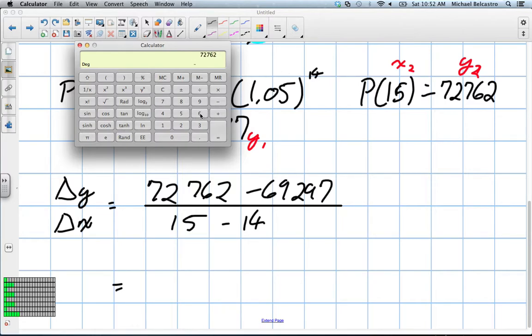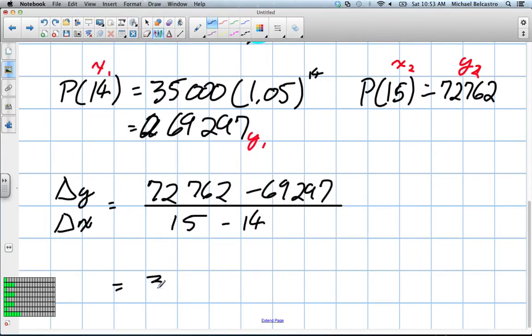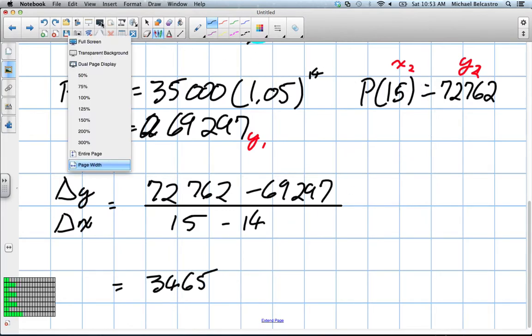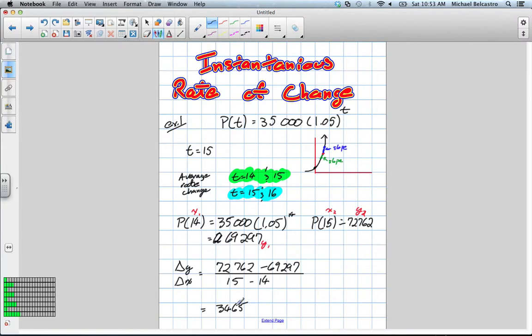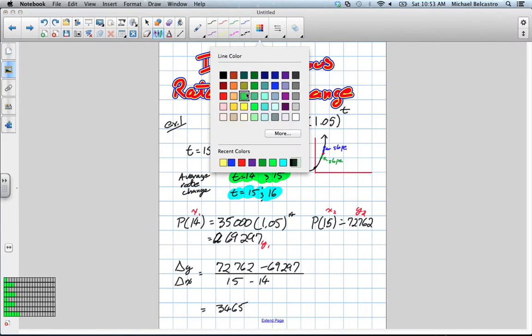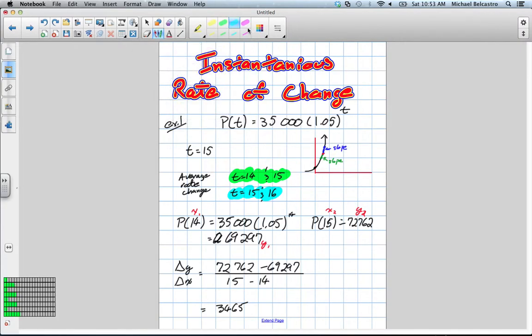72,762 subtract 69,297 is 3,465. The textbook has a slightly different value there, but that's because of rounding. So 3,465 is essentially the slope of our green part.